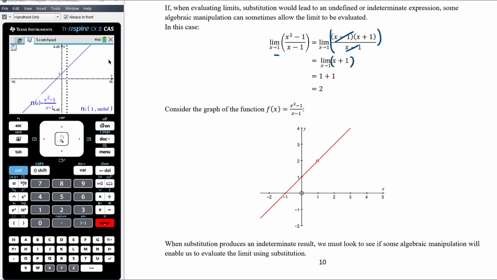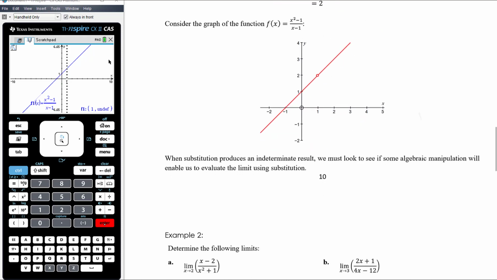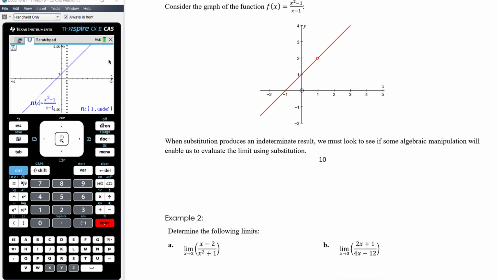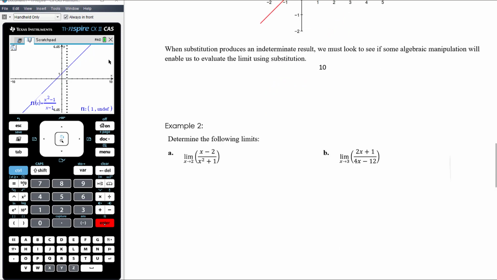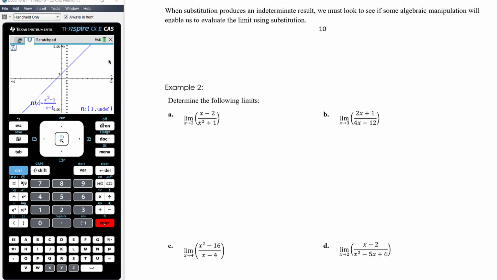Okay. Alright, so when substitution produces an indeterminate result, we must look to see if some algebraic manipulation will enable us to evaluate the limit using substitution. So, for example, in this particular question, let's work out the following limits. If I were to sub x equals 2 in here, we won't get a 0 denominator, that's no problem. We'll get a 0 numerator, but it's a 0 denominator that's the issue, and the fact that we won't get a 0 denominator means we can directly just make this substitution.